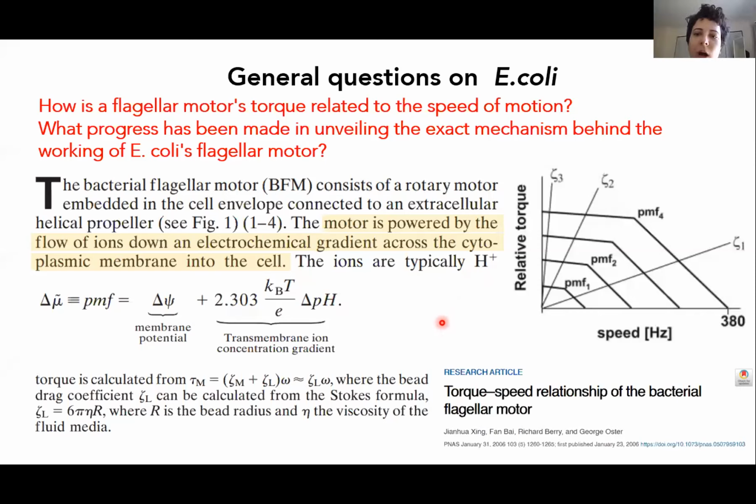Hey, Tapa, you got a question in the Q&A. The question is, how is the membrane potential different from the ion concentration gradient? Okay, so the membrane potential, in my view, is the charge of the inner membrane and the outer membrane, and the ion concentration gradient is the ion inside the cell and outside the cell. Jenna, do you have any more questions? No, that was it.